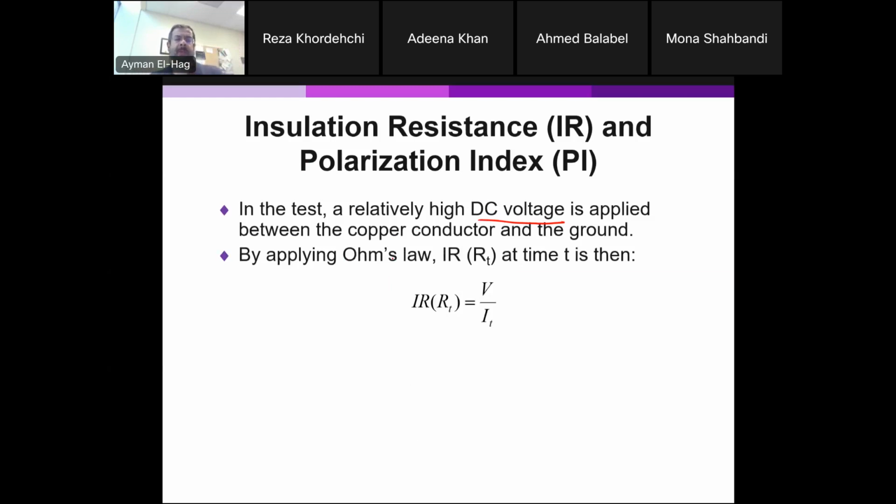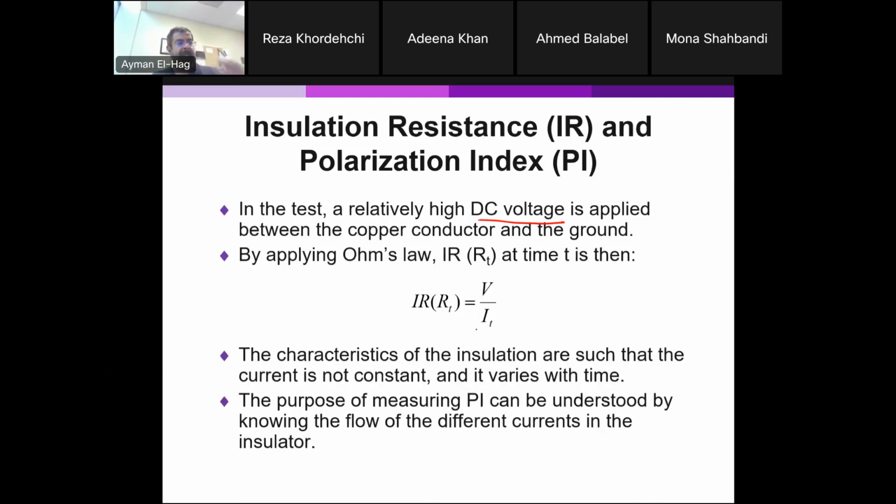And using simple Ohm's law, the insulation resistance is equal to V, the voltage that you apply, divided by the current. Now, in some devices, it shows you the current. In some devices, it will show you the resistance right away. Now, here the characteristic of that current or the insulation resistance, because they are both inversely proportional, they are not constant.